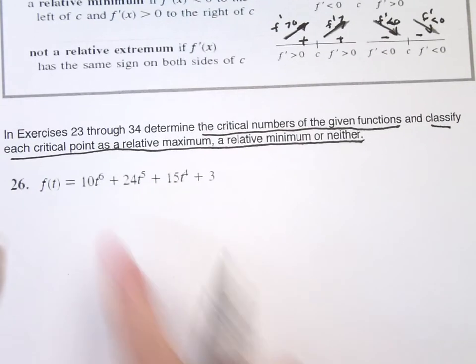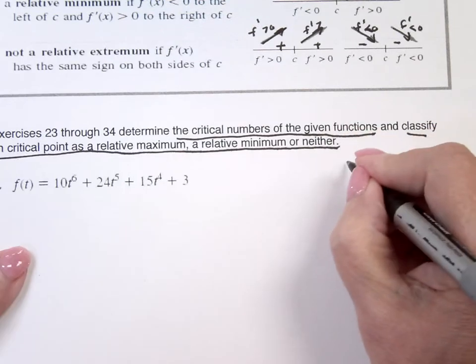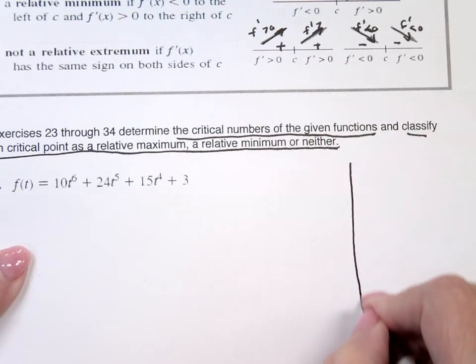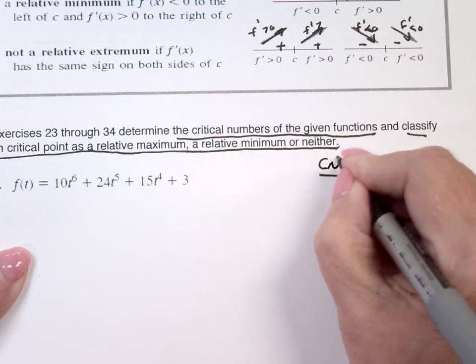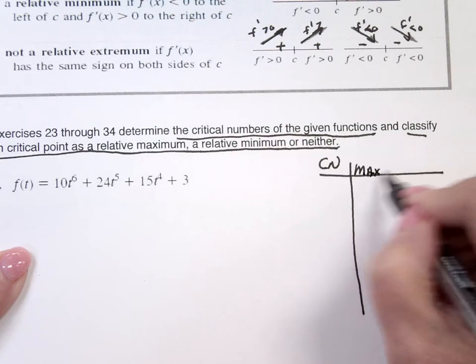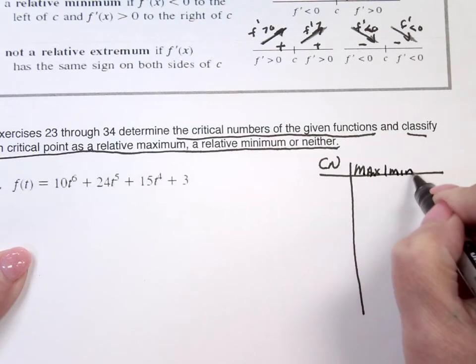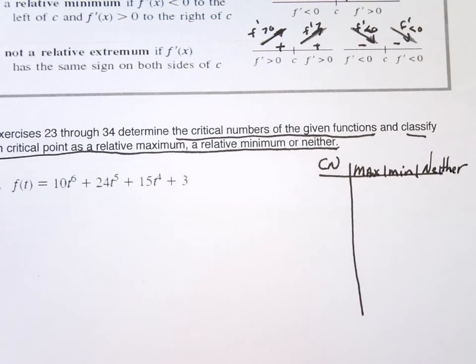So here we go. Domain here is all real numbers, so that's not an issue. So I'm going to set up a column over here so we can answer their question. CN is the critical numbers, and this would be max, min, neither. I can't use MMN because I would know whether it's max or min, but I can just put max, min, and N if I would just want to say it's neither.